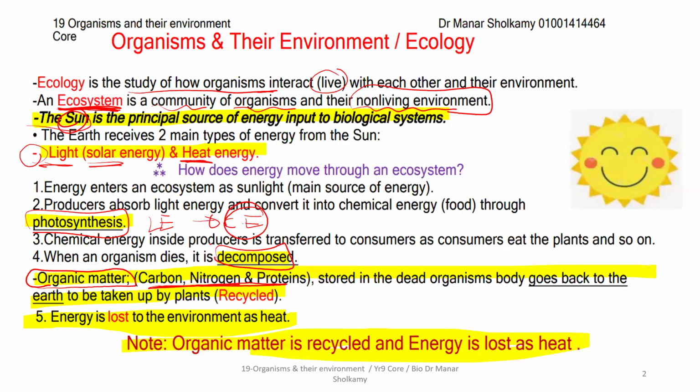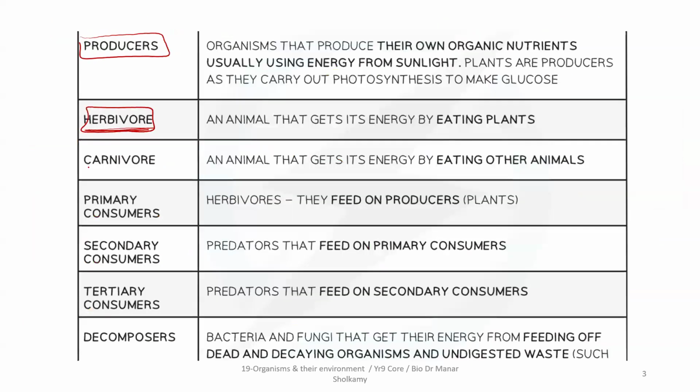Let's look at this part. Okay. Now, again, some basic definitions that I'm sure you heard about. Producers are organisms that make their own food. Herbivores, these are organisms that eat only plants, like a cow or a giraffe. Carnivores, these are organisms that eat only meat, like a lion or a tiger. Primary consumers.